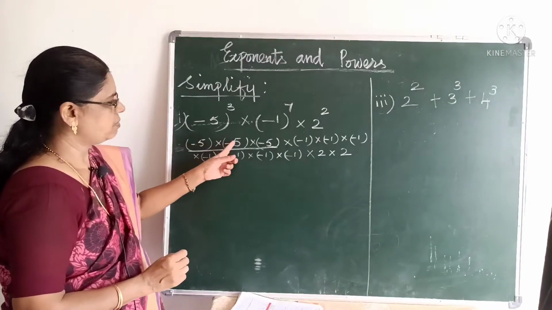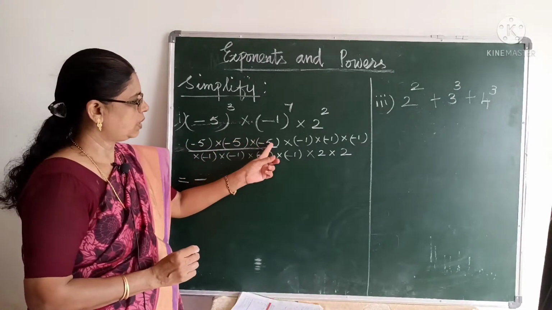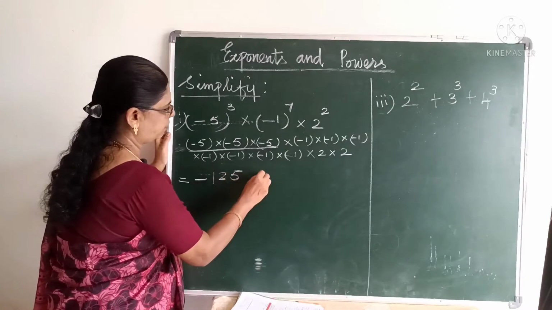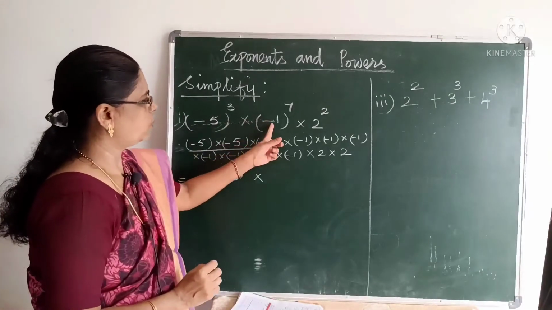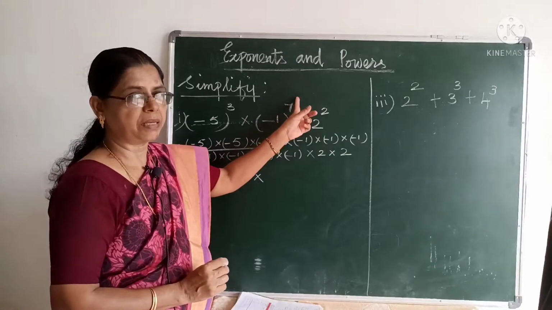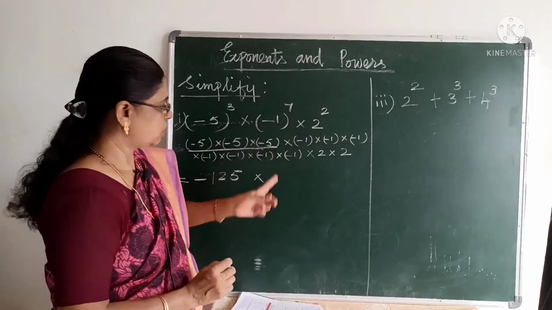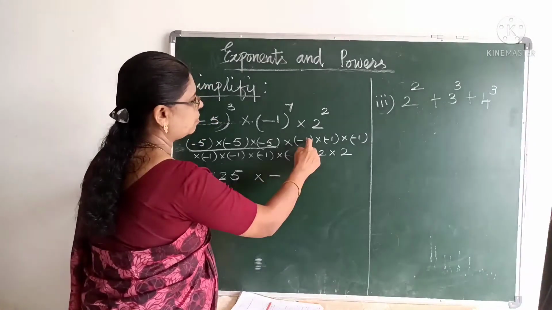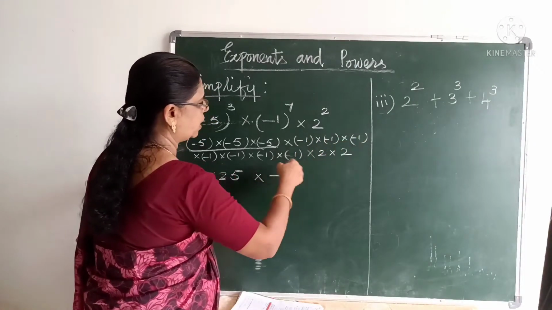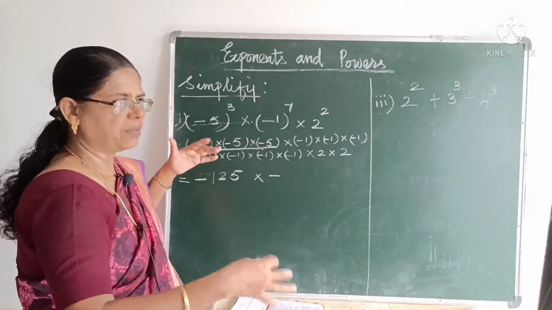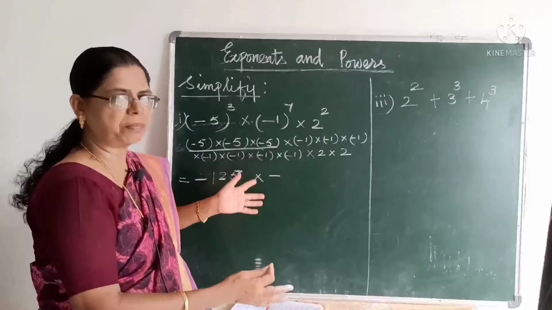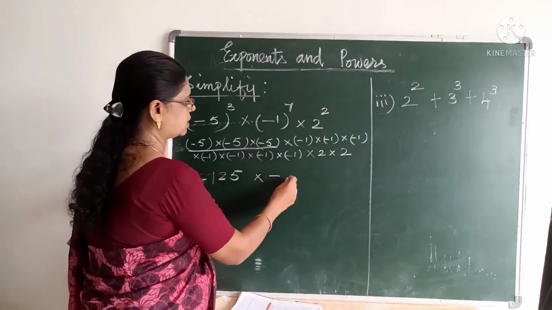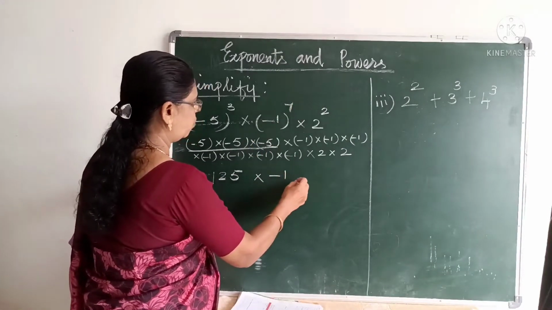So minus 5 5s are 25. 25 into 5 is 125. Next, minus 1 is taken 7 times, odd number of times. So the product is going to be minus, and if you multiply 1 into 1 into 1 into 1, 7 times or 10 times or 20 times, the product is 1. So minus 1 power 7 is minus 1.